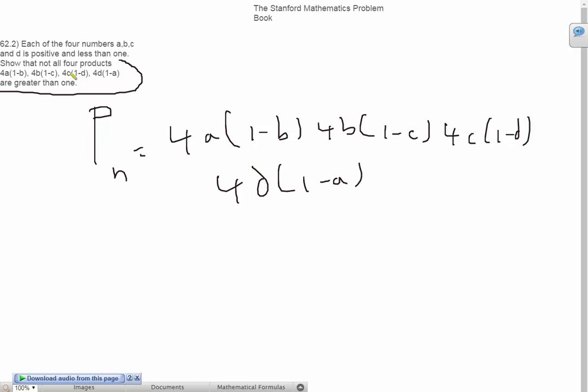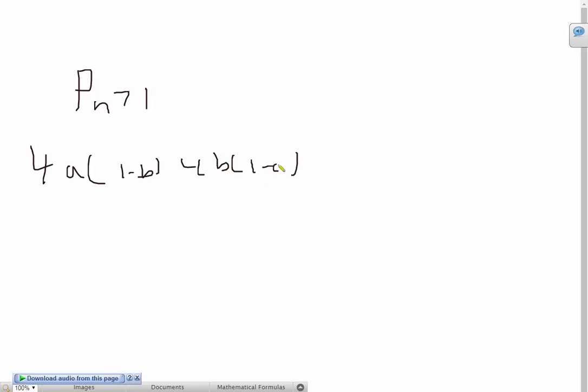Now, if all of these four products are greater than 1, then it of course follows that Pn is also greater than 1. Okay? So now let's see here. Pn is greater than 1. Pn is just 4a into 1 minus b, 4b into 1 minus c, 4c into 1 minus d, and finally 4d into 1 minus a. And this has to be greater than 1.